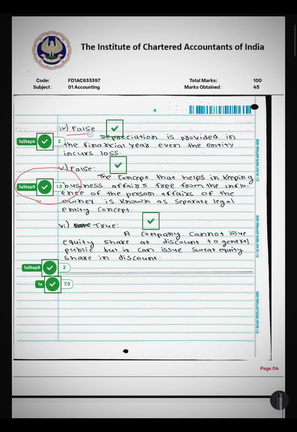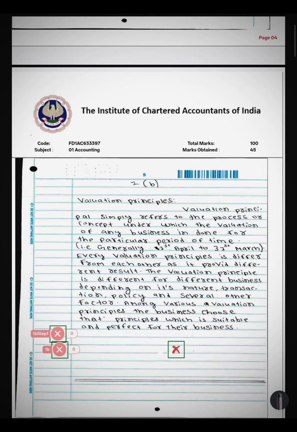But in number 4 you can see I just wrote 2.5 lines and the teacher gave me 2 upon 2. So you need to understand that writing your answer is important, but writing to the point, that is, your concept must be clear, is also required by the teacher, that is, the copy checker. So now let's come to 1b.